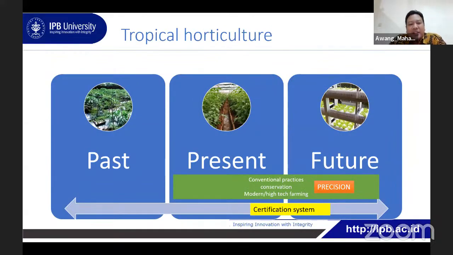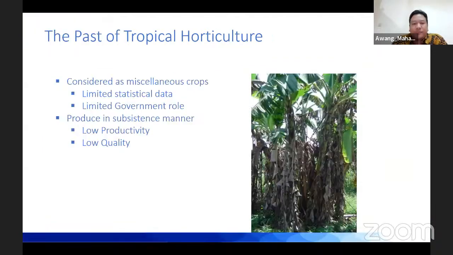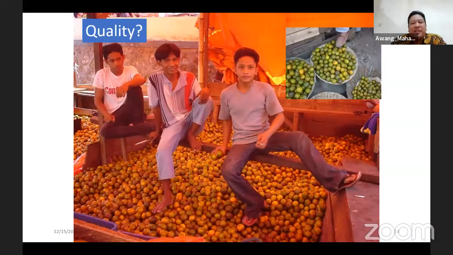So for tropical horticulture, I will talk about the past, the present, and the future, and the challenge, why we need smart horticulture afterward. In the past, horticulture usually did not aim to fulfill the need for staple food, so it was sometimes considered a miscellaneous crop. There was very limited statistical data, very limited government role, and it was produced in a subsistence manner, with low quality, low productivity, and low handling technique.